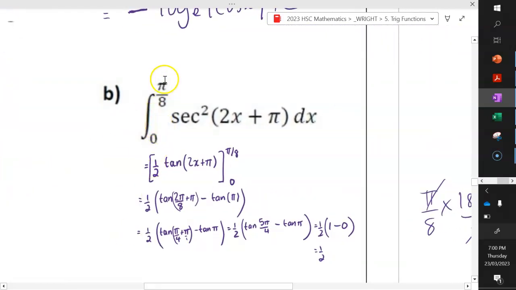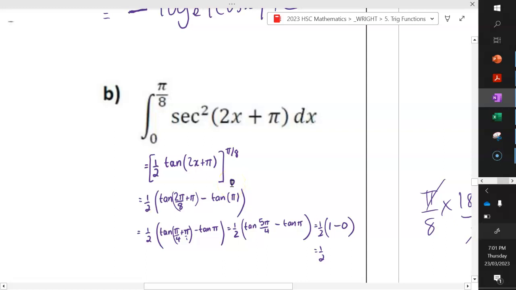Okay, this one's a little bit longer. We're finding the integral between pi over 8 and 0 of sec squared of 2x plus pi. So we're going to integrate sec squared. And we know when we integrate sec squared, we get tan. But we need to have a look what's in here in our brackets. We can differentiate this. And what do we end up with? We're only differentiating with respect to x here, because x is on the back here. So when we differentiate this, we get 2. So we're going to divide by that 2 and get a half. Tan of 2x plus pi between pi over 8 and 0.